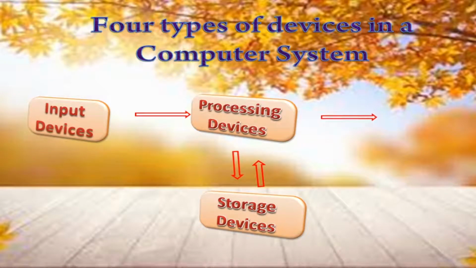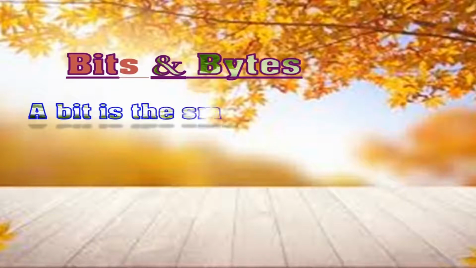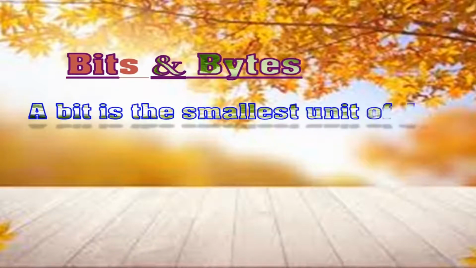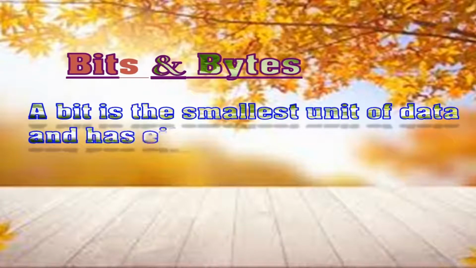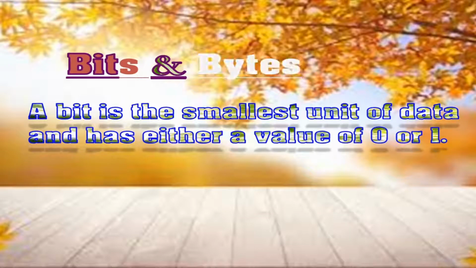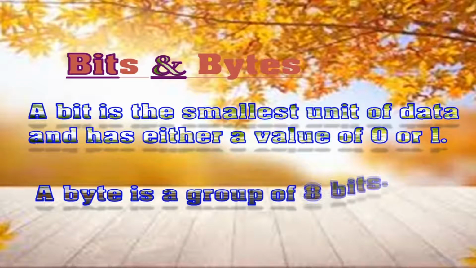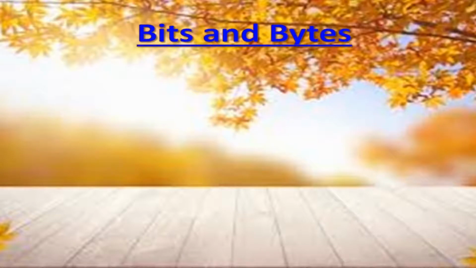How does the storage device store data? In the form of bits and bytes. What is meant by a bit? A bit is the smallest unit of data and has either a value of 0 or 1. What is a byte? A byte is a group of 8 bits. When we press any key on the keyboard, we can see that each key has a particular value. That value contains only zeros and ones.